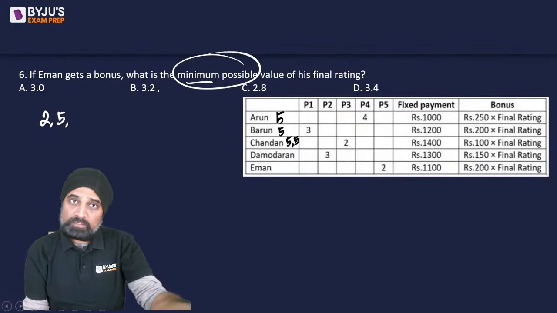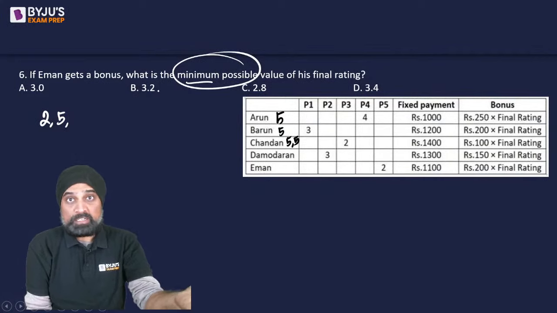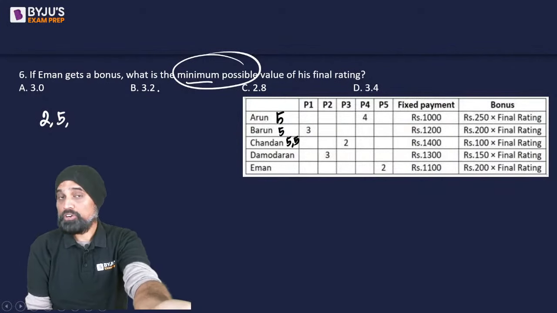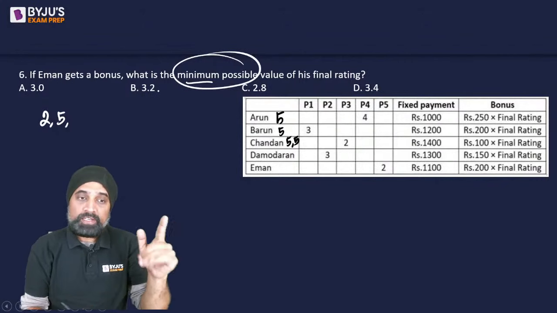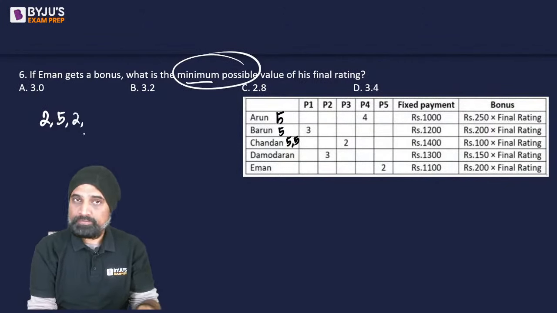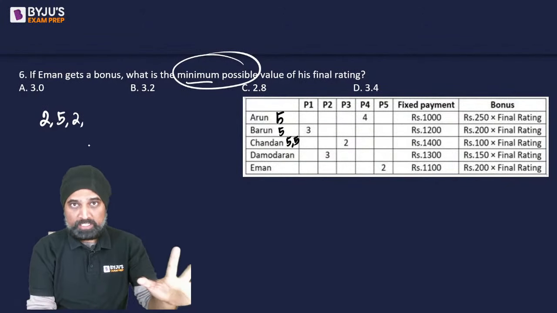We can't take a 1 because then he won't be eligible for bonus, against what the question says. So we can't take a 1. Take one 2, and one more 2. 5 is already there, so he gets a bonus.